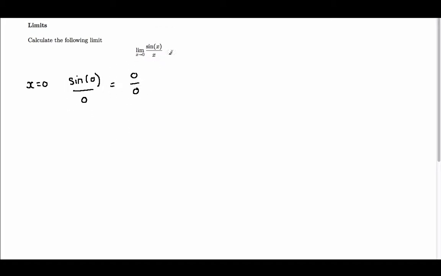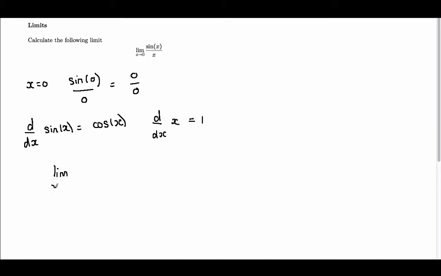So we need to find a way of taking this limit, and to do so we're going to use L'Hopital's rule because we have 0 over 0. Now L'Hopital's rule tells us to differentiate the numerator, differentiate the denominator, and take the limit as x goes to 0 of this new function. So the derivative of sine x is equal to cos x, and the derivative of x is equal to 1.